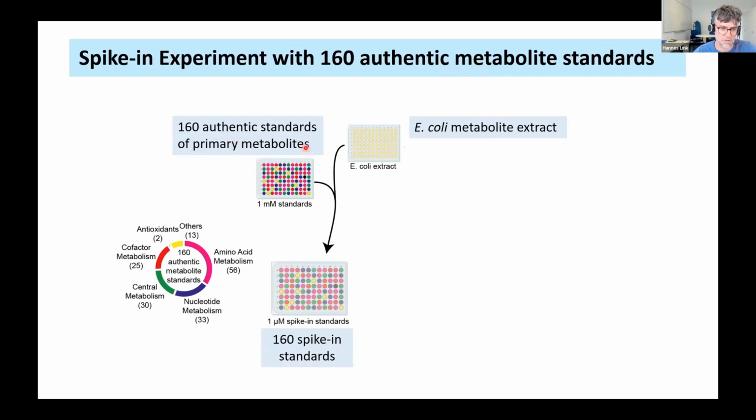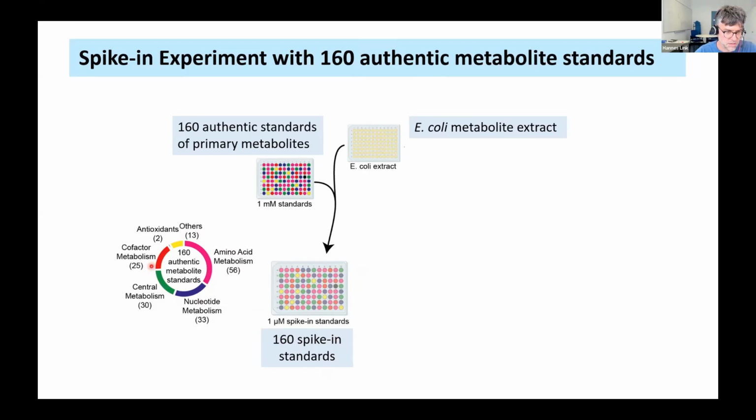We bought them from Sigma and dissolved them at a concentration of 1 millimolar, put them in 96 well plates, and then combined them with a metabolite extract from E. coli. So that at the end, we had this E. coli extract spiked with these individual standards at a final concentration of 1 micromolar. This is also more or less the concentration you would expect for an abundant metabolite in E. coli in this extract. So we arrived at these 160 spike-in standards.